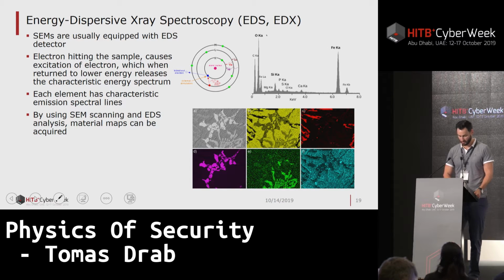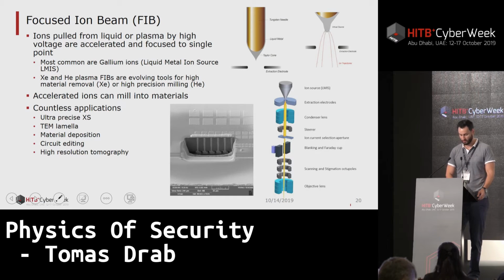For example, it creates a characteristic X-ray and we can determine the material composition. This is very useful when you want to chemically delayer some chip and you don't know anything about the layers. Do the analysis first and then proceed with delayering.